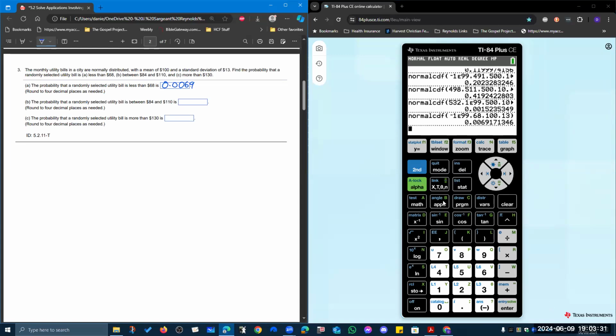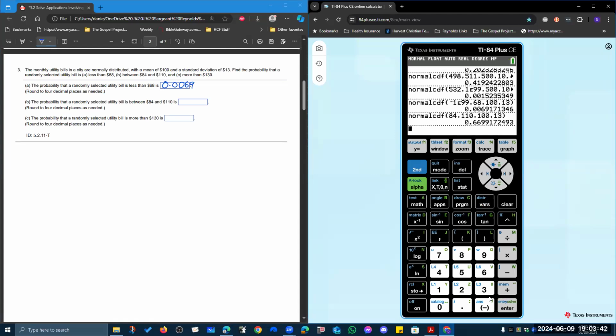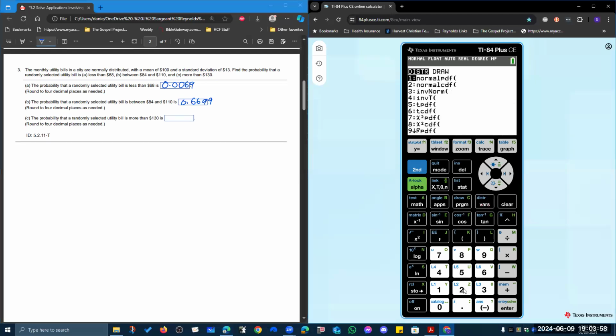Between 84 and 110, 84 and 110 is going to be 0.6699. And second distribution, more than $130.